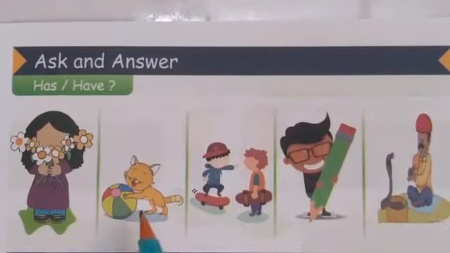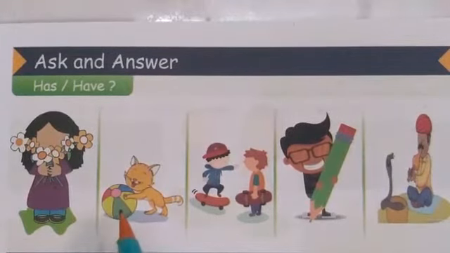Okay, now look at the next one. It has a ball. Because it's a cat, na? And for the cat, we use it. It has a ball. Very nice. Now look at the next picture.